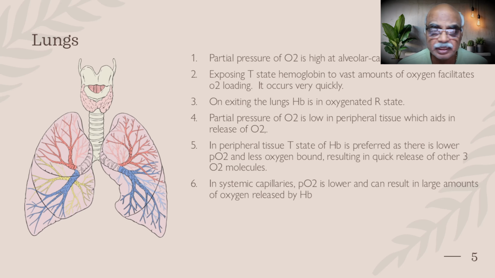Throughout the bloodstream, different partial pressure of oxygen levels participate in creating an equilibrium between T state and R state. Again, T is the tense state or deoxygenated state. R is the relaxed state or oxygenated state of hemoglobin.